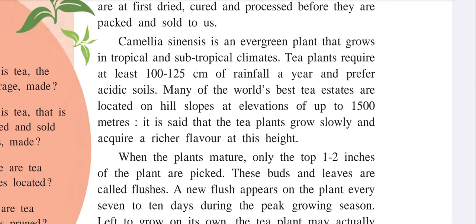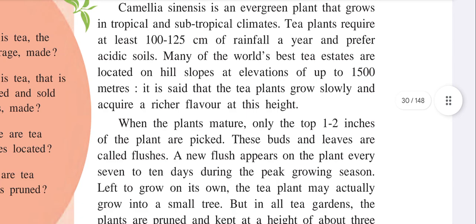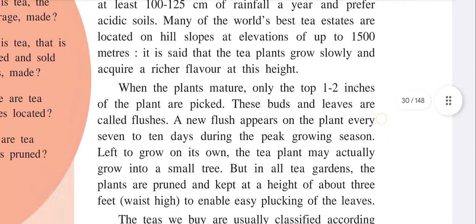Camellia sinensis is an evergreen plant that grows in tropical and subtropical climates. Tea plants require at least 100 to 125 centimeter of rainfall a year and prefer acidic soils. Many of the world's best tea estates are located on hill slopes at elevations of up to 1500 meters. It is said that the tea plants grow slowly and acquire a richer flavor at this height.